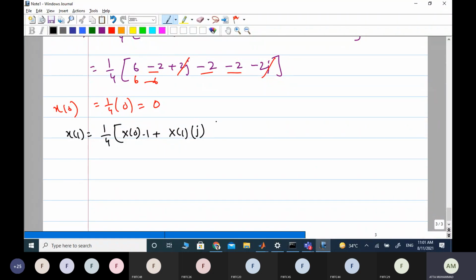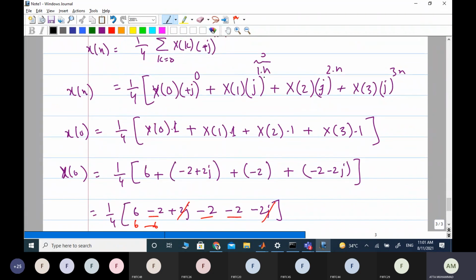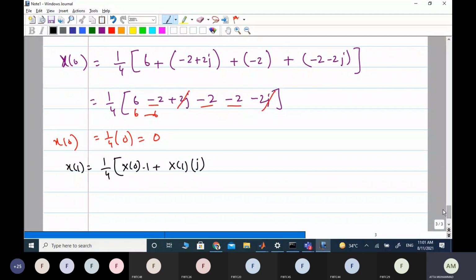Now you know what the original equation was? Let me see. So we have 1 times n. Now n is 1, so j power 1 plus x of 2 j power 2 plus x of 3 j power 3, I suppose. Okay, so this is our x of 1. Now let us simplify it.